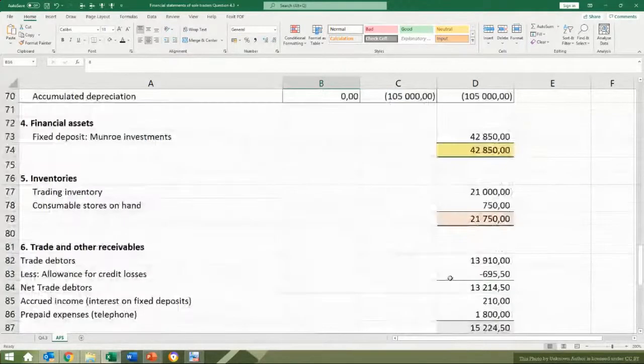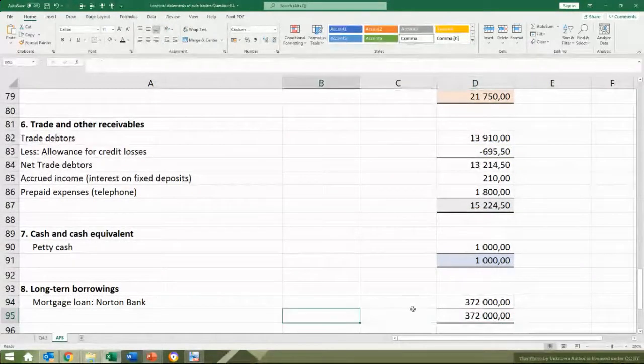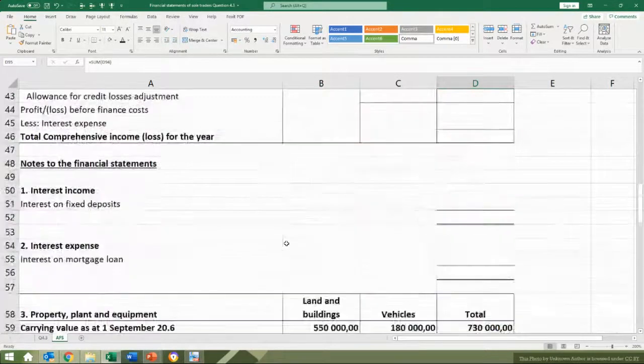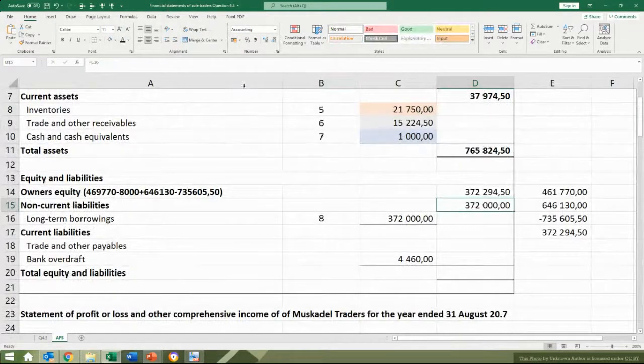So if we go to note 8, we would include the mortgage loan information and then total it to show how the total long-term borrowings were calculated. Because we don't have any other non-current items, we would just add that together, and that is the total.